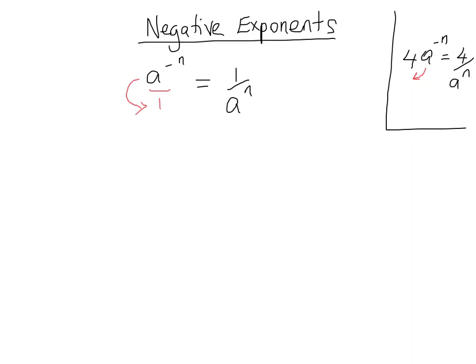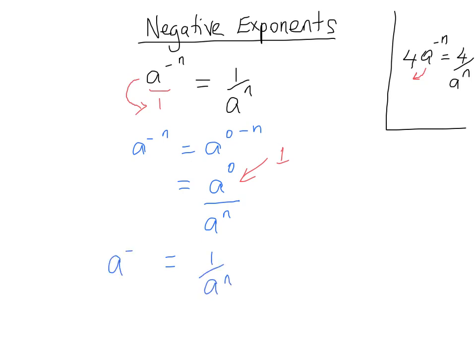If we have a to the negative n, that's the same thing as a to the 0 minus n. Do you agree? I hope so. If you remember the laws of exponents, you would know that a to the 0 minus n is a to the 0 over a to the n. And we know that anything to the power of 0, we just spoke about that, is 1. So this is equal to 1 over a to the n. Now we can see why a to the negative n is 1 over a to the n.